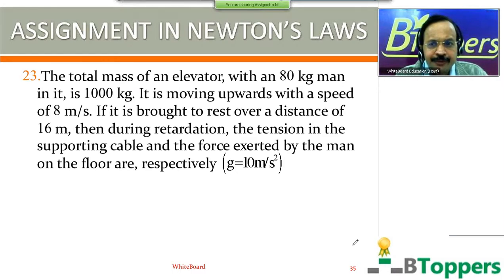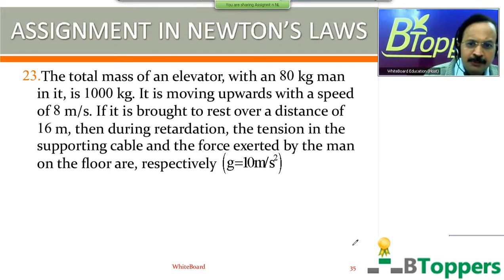You can see question number 23. The total mass of an elevator with an 80 kg man in it is 1000 kg. It is moving upwards with a speed of 8 meters per second. If it is brought to rest over a distance of 16 meters, then during retardation, the tension in the supporting cable and the force exerted by the man on the floor are respectively. So here, there are two parts in the problem.